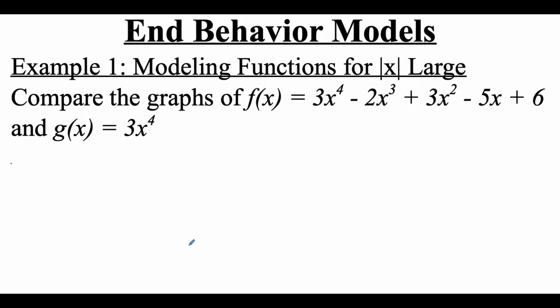So in this first example, we're going to look at a couple of functions, and we're going to look at what happens on the ends of the graph. So on the right-hand side for larger x values, and on the left-hand side for larger negative x values. The two functions we're going to look at: we've got our f of x function, which is 3x to the fourth minus 2x cubed plus 3x squared minus 5x plus 6. And then for our g of x function, it's just going to be 3x to the fourth. And we're going to graph these out, and we're going to compare the graphs as our x values get larger to the right-hand side and larger to the left-hand side.